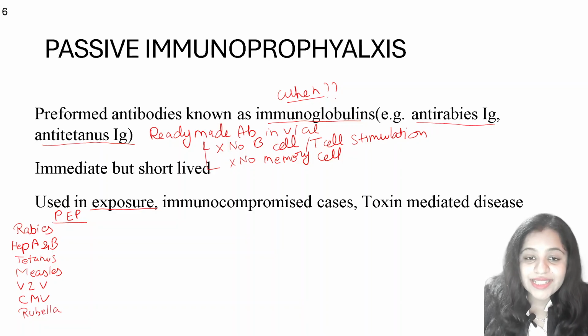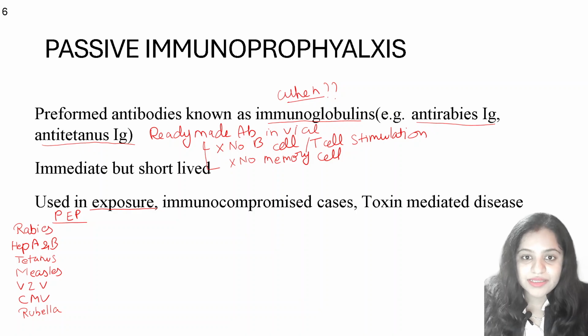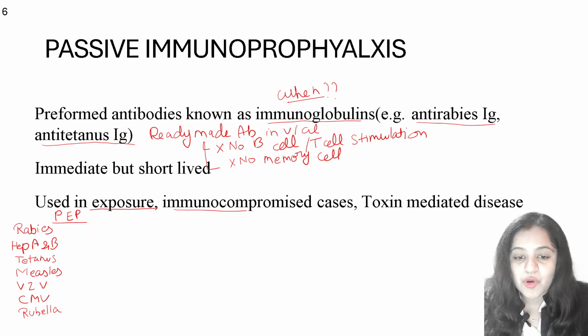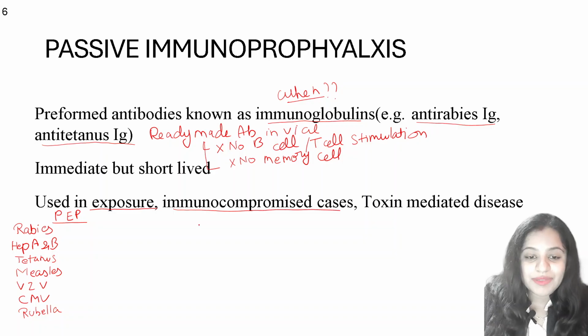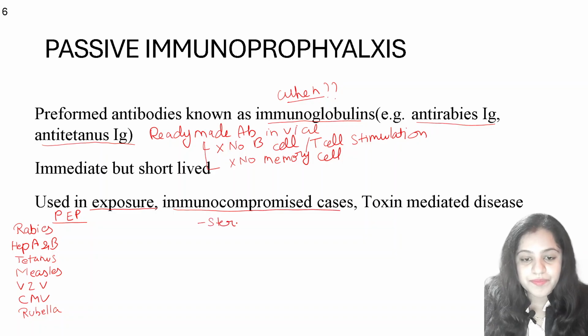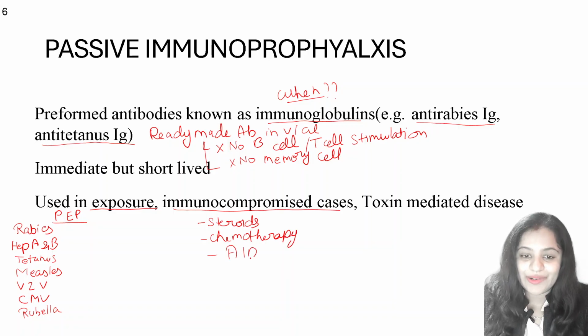Okay. Then you can use your passive immunoprophylaxis in an immunocompromised case. You know, when the patient is on steroids, and the patient has chemotherapy, or when the patient is suffering from a disease like your AIDS.